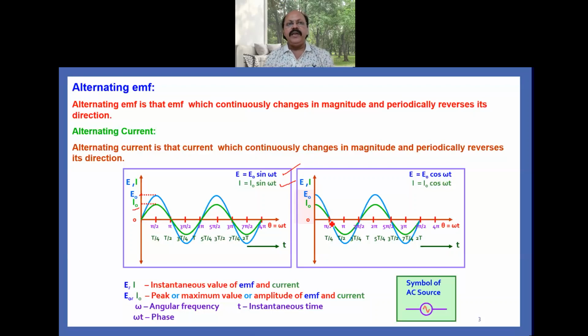Now the representation of the AC source is here. Like that we have to represent the source of alternating EMF, or we can say the symbol of AC source.